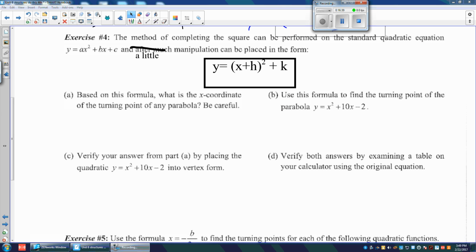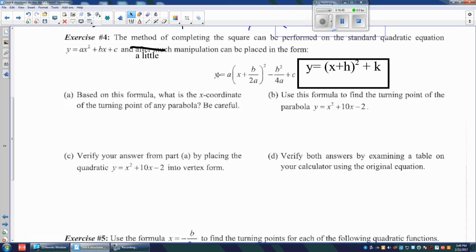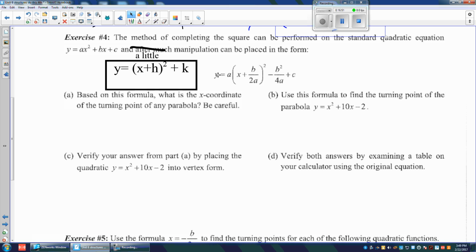So our buddy here said that the method of completing the square can be performed on a standard quadratic equation, y equals ax squared plus bx plus c, after much manipulation, and can be placed in that form right there. Okay, now I covered it up. We're not crossing it off. We're just writing mine next to it because I really like mine. But this part right there is special, and we're going to see it down below in exercise number 5.